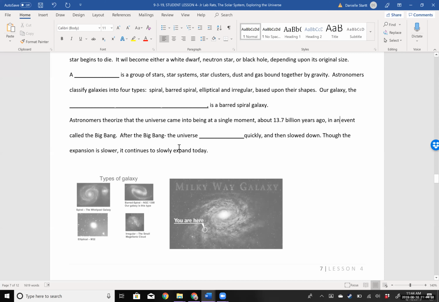After the Big Bang, the universe blank quickly. I wonder what that means. And then slowed down. Though the expansion is slower, it continues to slowly expand today. Okay, let's look at this sentence again. After the Big Bang, the universe blank quickly, and then it slowed down. And then it says here, though the expansion is slower, it continues to expand today. So what word do you think goes in this blank?